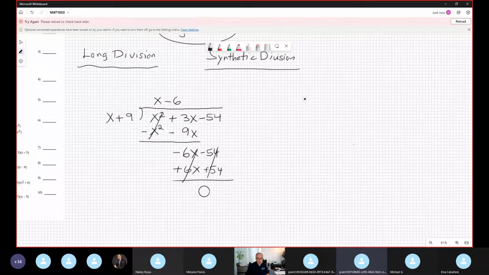Not always happen, but in this case it happened. And the answer for this problem is this. The quotient is the answer. The answer is called quotient.